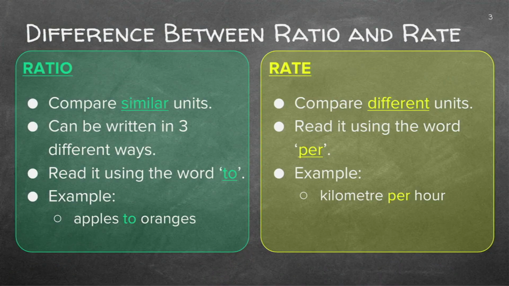Here I showed you what is the difference between ratio and rate. Now ratio, we use the word to. Ratio can also be written in 3 ways, which I will show you, but we only do one of the ways in grade 4, where we use the colon. It compares similar units, like pears to apples because they're all fruit. Where with rate, they compare different units with each other. For example, kilometer to hour. Kilometer distance and time don't have really something to do with each other. And we talk about per, kilometer per hour.